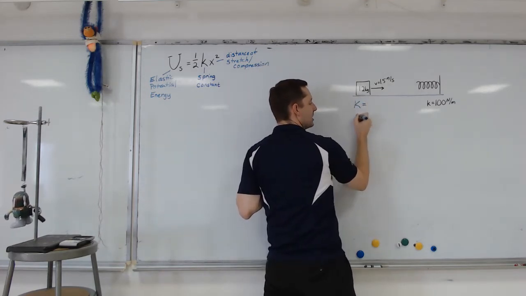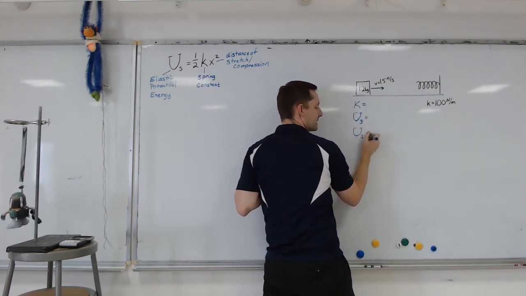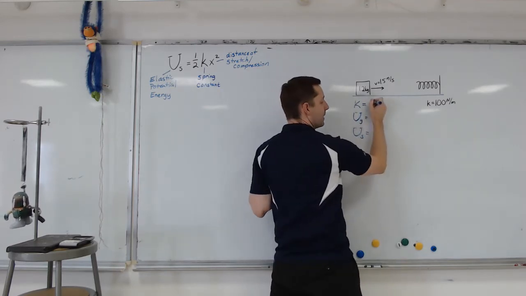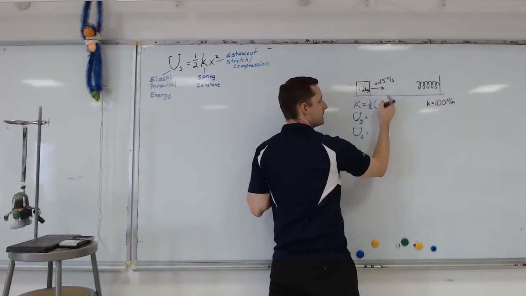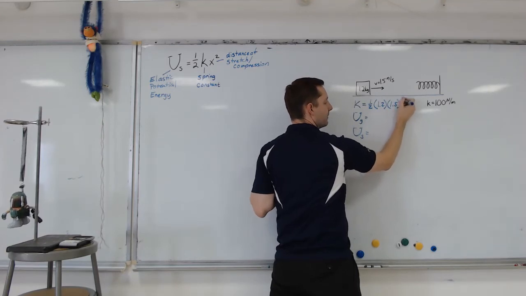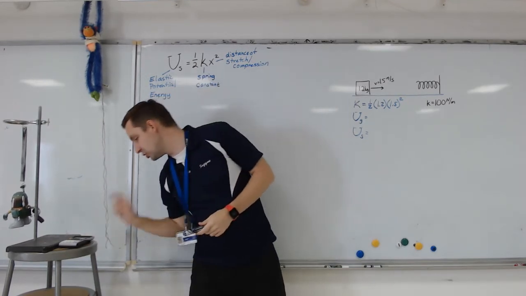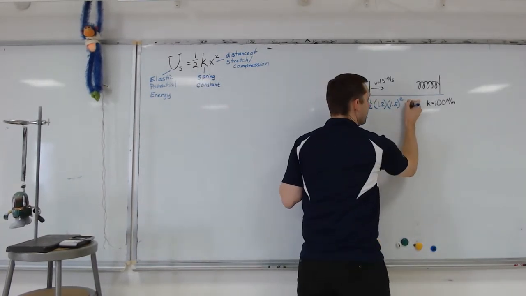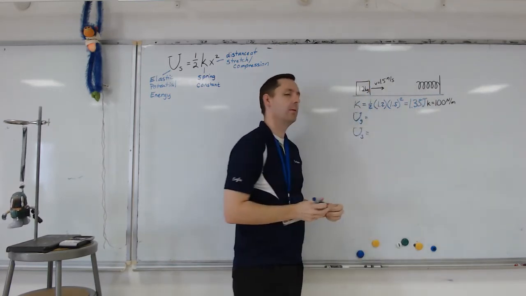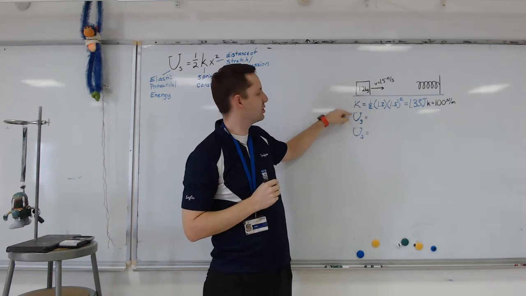All right, so let's just look at it this way. Do we have kinetic energy? Do we have gravitational potential energy? And do we have elastic potential energy? Well, initially, yes, we've got kinetic energy, right? We can calculate that by doing 1/2 times the mass, which was 1.2, times the velocity, which is 1.5 squared, right? 1/2 mv squared. And when you put that in, you should get 1.35 joules.